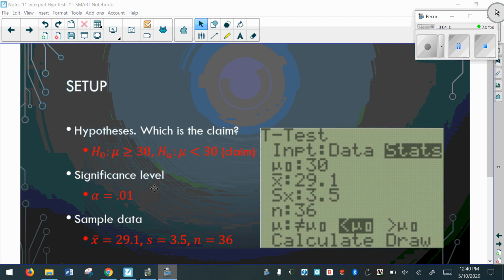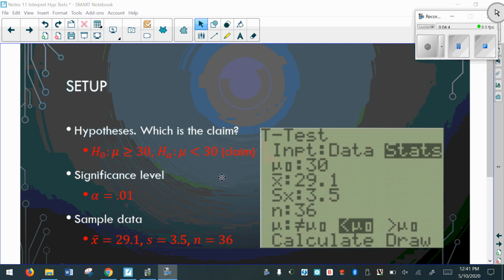Okay, so from the example problem that we looked at just a minute ago, these were the pieces of information that you should be writing down as you read the word problem. Our claim, since we were supporting, was the H sub A, smaller than 30. The H sub O, the null, was bigger than or equal to 30. We had an alpha level of 0.01. We had our average, we had our standard deviation, and we had the number of 36, our deliveries.